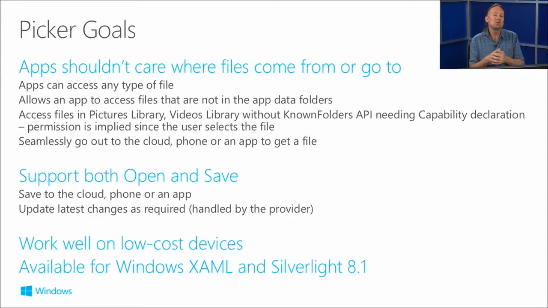Sure, you can do that, but you have to declare the capability to say, yeah, I want to go to the pictures library, or I want to go to the music library. So you have to declare that capability. Now with the file open pickers, you can still pick a file from those, but because the user is involved and has decided where that file comes from, you don't need the capability because that permission is implied.